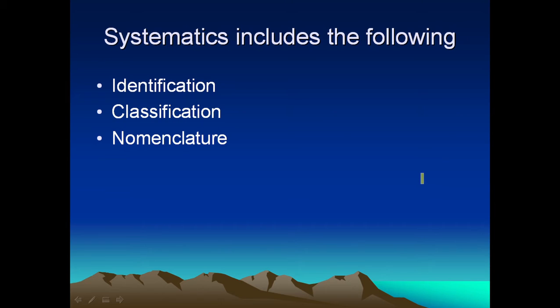Hello students, in the previous lecture you studied about what is systematics. Now in this we will also continue about systematics. So systematics includes the following. First is identification, classification and nomenclature.